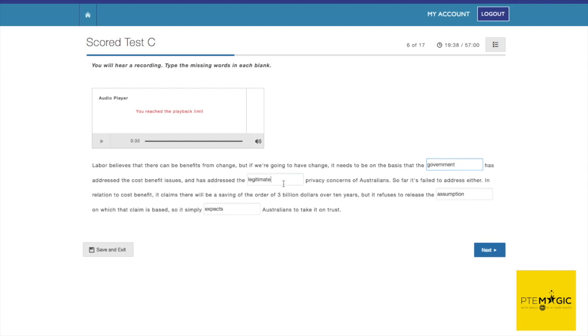Notice I didn't really care about my spelling while I was typing during the audio, as I wanted to make sure that I can catch all the blanks, you know, and then we can come back to fix the spelling later on. So, assumption, release the assumption. Okay, it simply expects government, legitimate. All looks good.